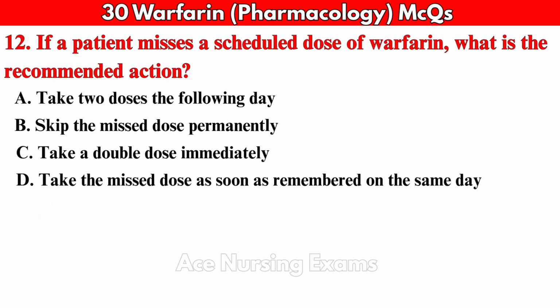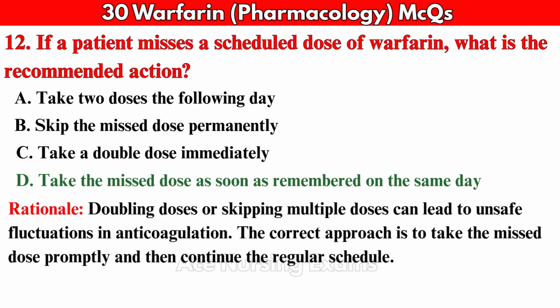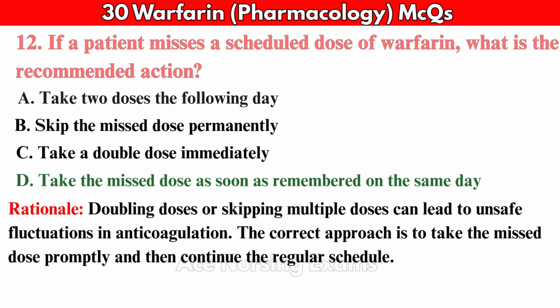If a patient misses a scheduled dose of warfarin, what is the recommended action? A. Take 2 doses the following day. B. Skip the missed dose permanently. C. Take a double dose immediately. Or D. Take the missed dose as soon as remembered on the same day. Correct answer D. Take the missed dose as soon as remembered on the same day. Doubling doses or skipping multiple doses can lead to unsafe fluctuations in anticoagulation. The correct approach is to take the missed dose promptly and then continue the regular schedule.